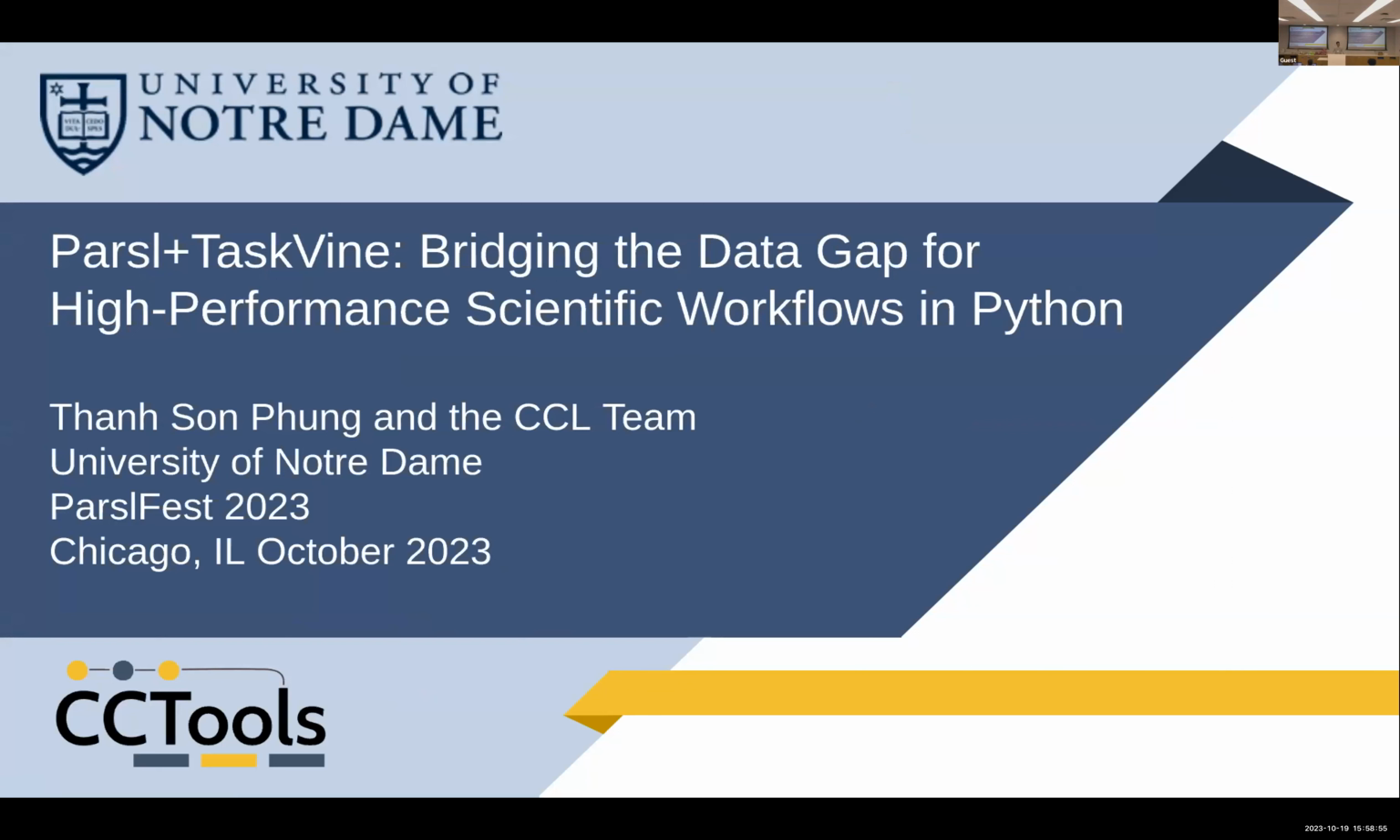I'm from the University of Notre Dame, and today I'll be talking about Parsl plus TaskVine, bridging the data gap for high-performance scientific workflows in Python. I'd like to note beforehand that our Parsl TaskVine integration work results in the new TaskVine executor, which is merged to the Parsl repository and ready to be used today.